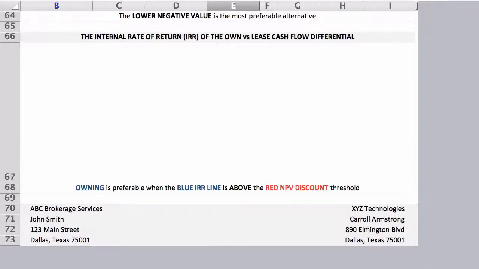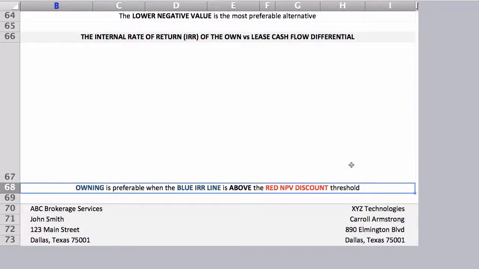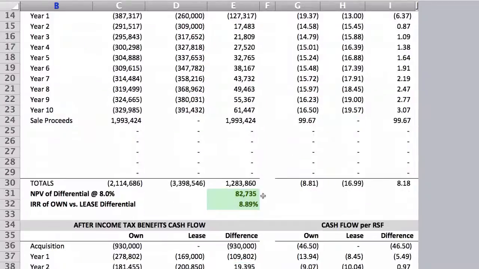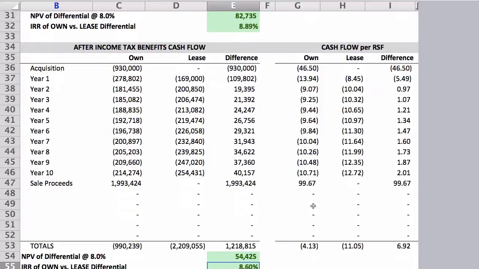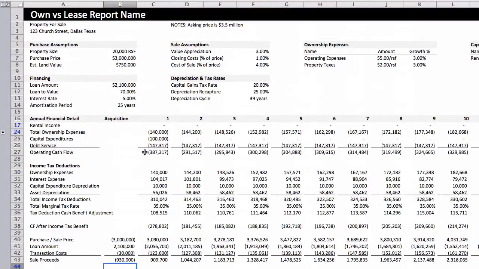And the same goes for the internal rate of return, which is above our threshold of 8%. So you'll see the red line represents the 8%, and then our internal rate of return is above 8% at year, let's say year 10, it's 8.60, and that 8.60 corresponds with what the after-tax cash flow NPV and IRR calculate. The other two reports include the ownership cash flows, up to 15 years of detail, along with the lease cash flows.